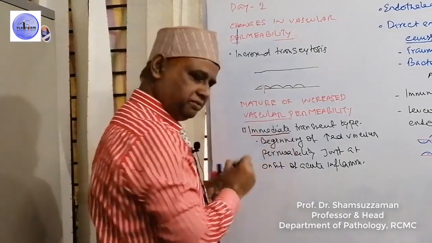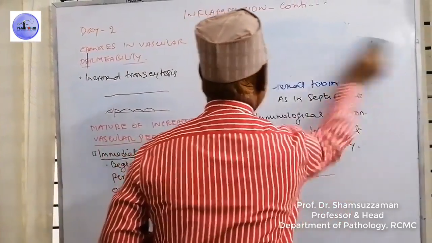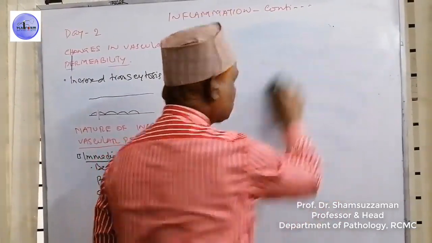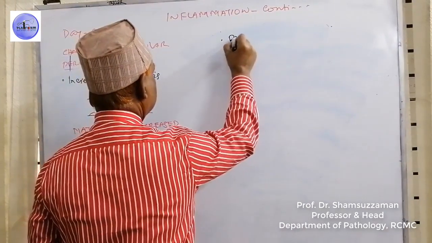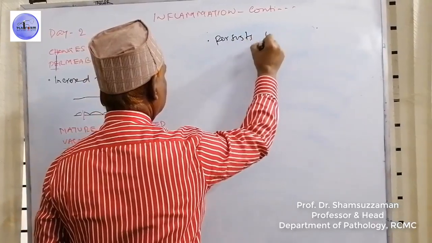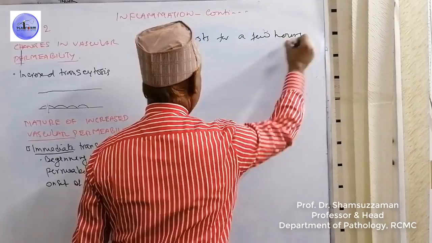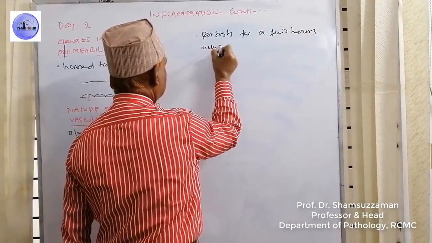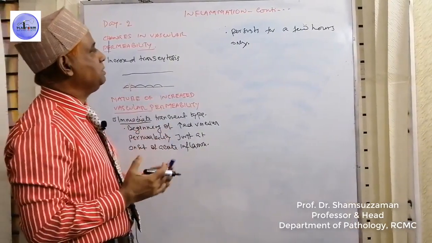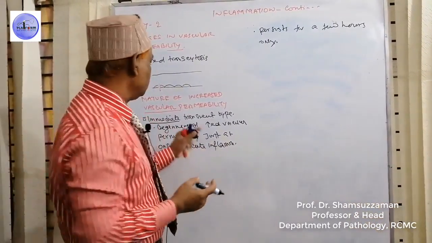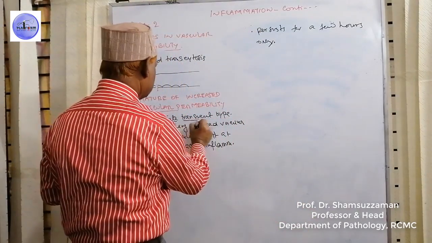So it is called immediate type. Why called transient? This increased vascular permeability persists for a few hours only. So immediately there is increased vascular permeability, but this permeability persists for a few hours. So it is called transient. So this is the immediate transient type of increased vascular permeability.